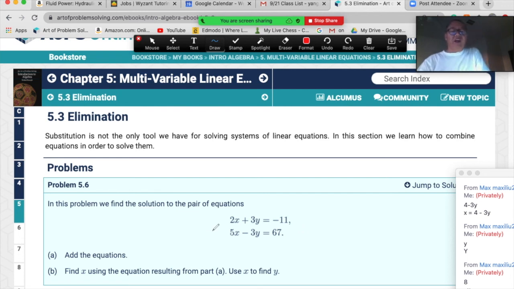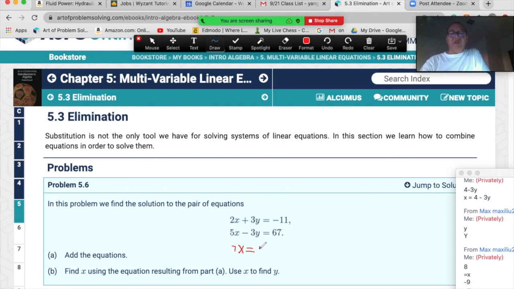Now let's see how we do this. Step A, add the equations. That means you add these two equations together. See what you get. 2x plus 5x equals 7x. Then 3y plus negative 3y cancels out. So you get 67 minus 11, which is 56. Both sides divided by 7, you get x equals 8.